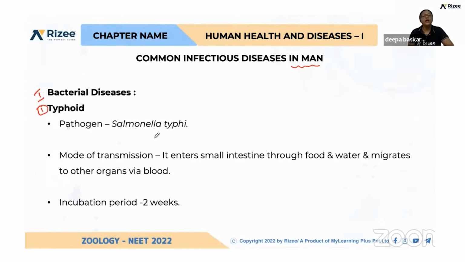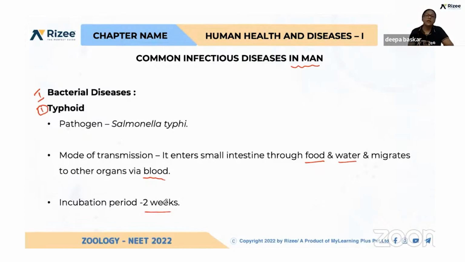And again, how it is transmitted, how it is infected, that is how the infection is happening in human beings. It enters the small intestine through contaminated food, contaminated water, and it enters from intestine. It enters the other organs via blood. It is transported through blood to other organs. And how long it will take for causing infection? 2 weeks, totally 2 weeks.